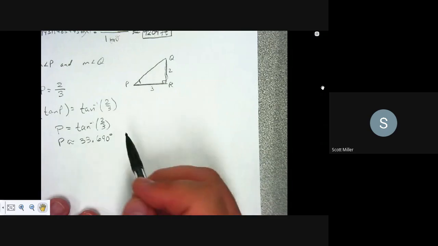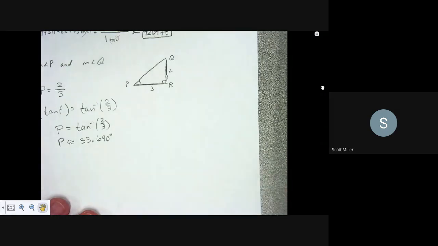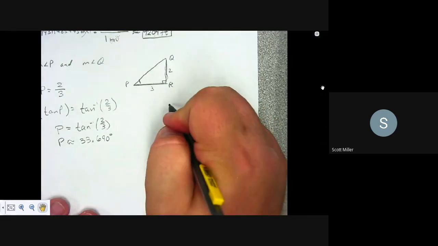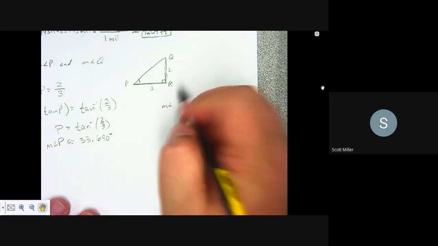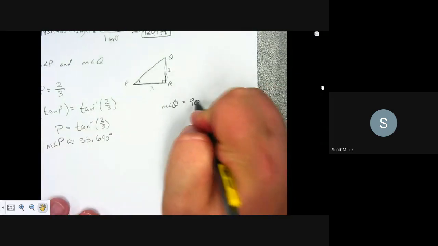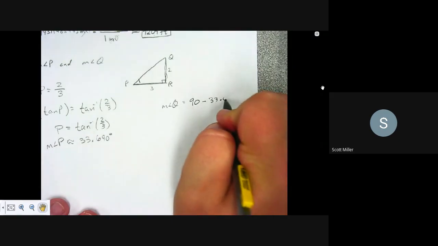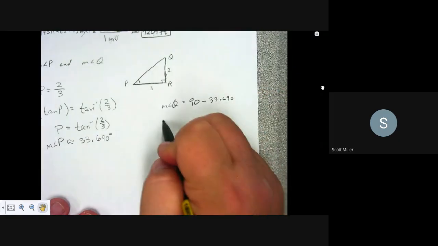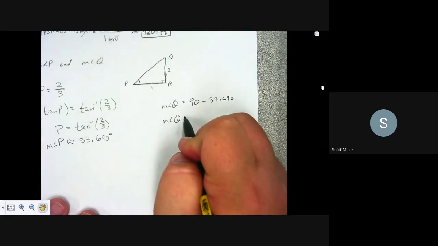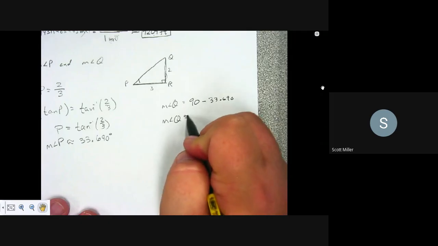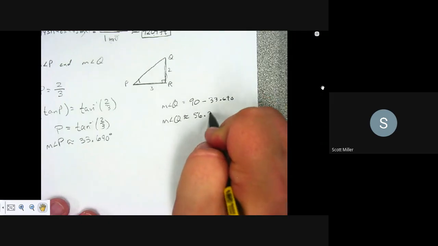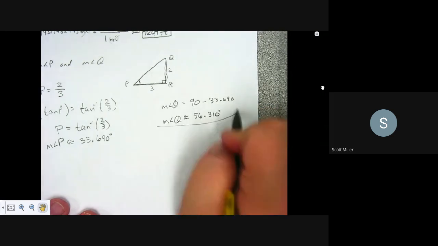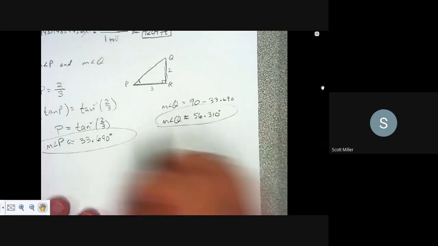I got two options for the next one. I can go through and I can just use it as a complement. So in other words, the measurement of angle Q is 90 minus this number. And so then the measurement of angle Q is approximately, since this is an approximate value, 56.310 degrees. So there's that one, and there's that one.